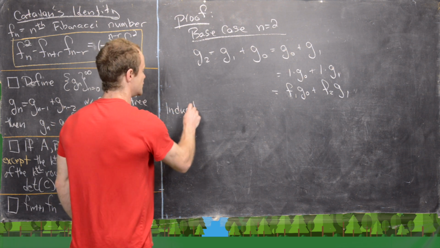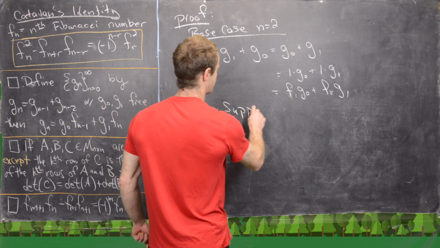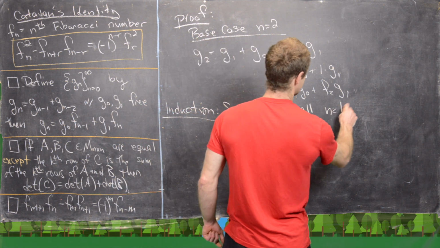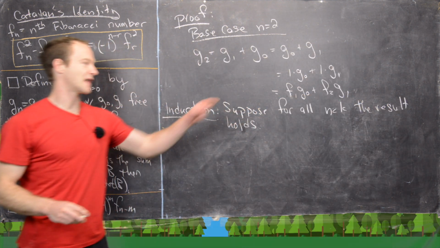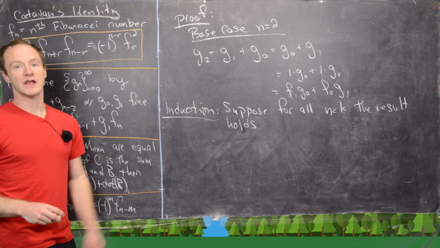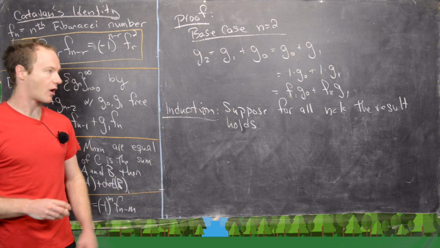So we're actually going to use strong induction here. So we will suppose for all n less than k, the result holds. Great. So that's true for n equals 2, 3, 4, 5, 6, all the way up to k minus 1. It holds for all of those.